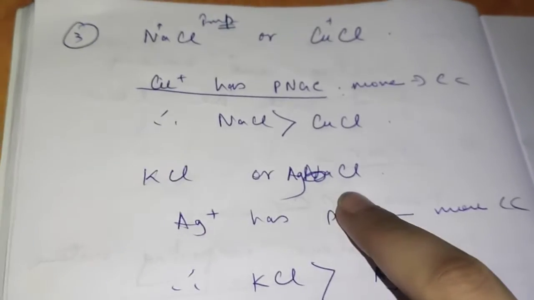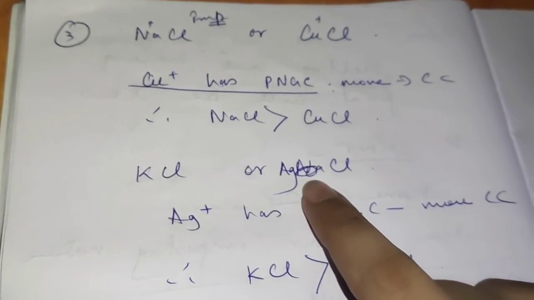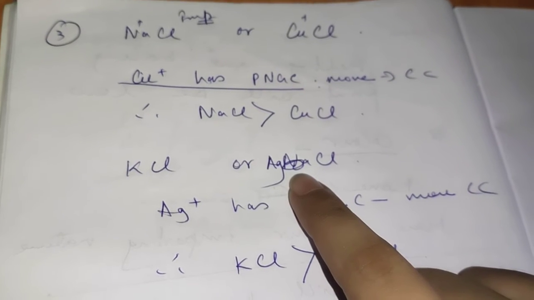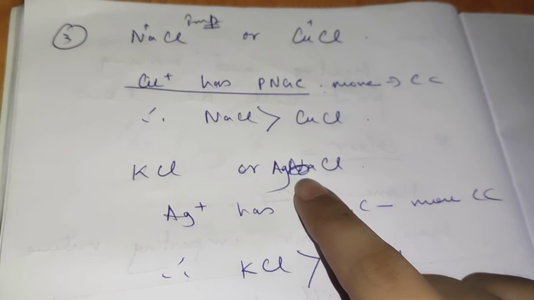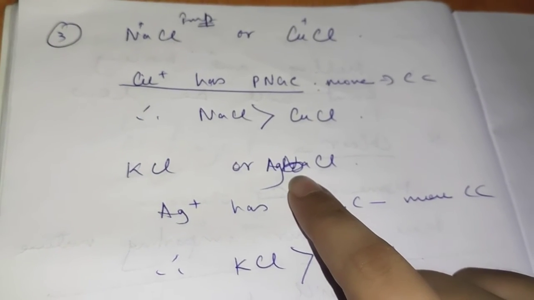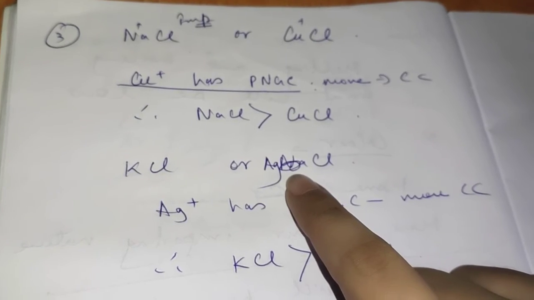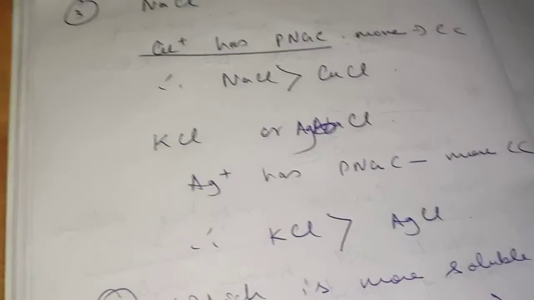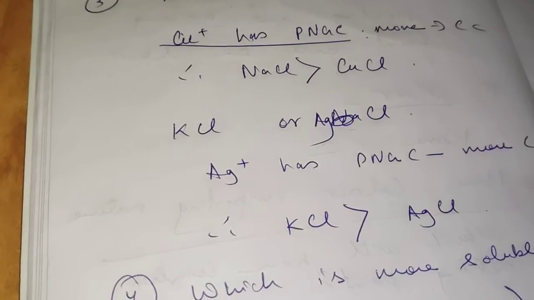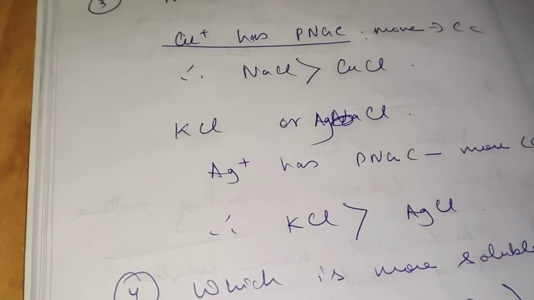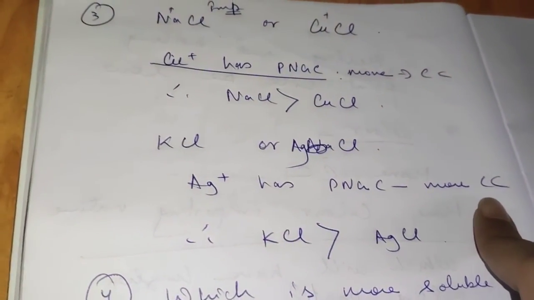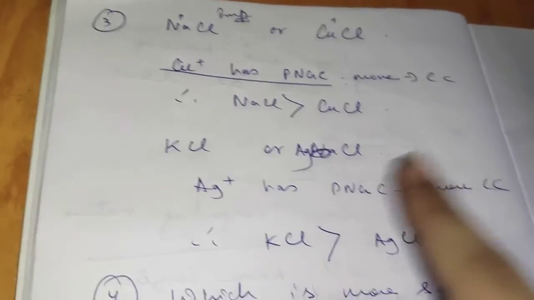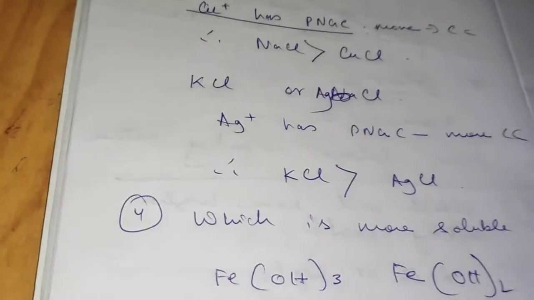Again, coming to KCl or AgCl, again Ag plus has got pseudo noble gas configuration. Please memorize those 6 elements which I have explained to you. You have copper, you have silver, you have gold, then you have Zn, then you have cadmium, and you have mercury. So these 6 elements have the pseudo noble gas configuration. So here again Ag plus has got PNGC, which means more covalent character, and more covalent character means less melting point. So KCl will have a higher melting point as compared to AgCl.